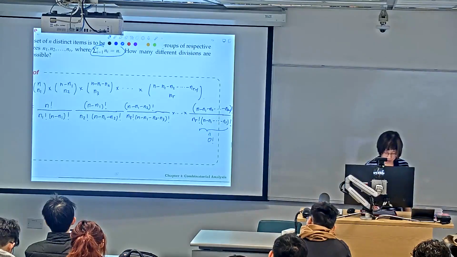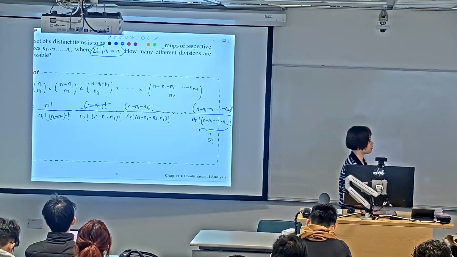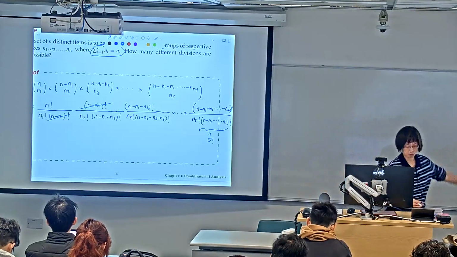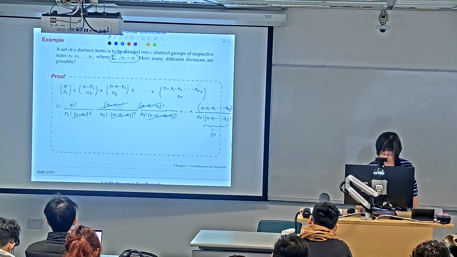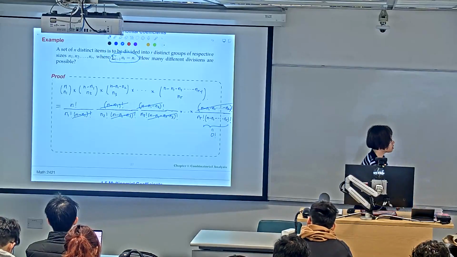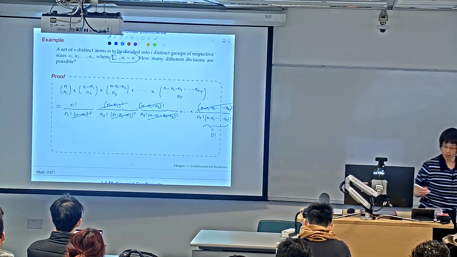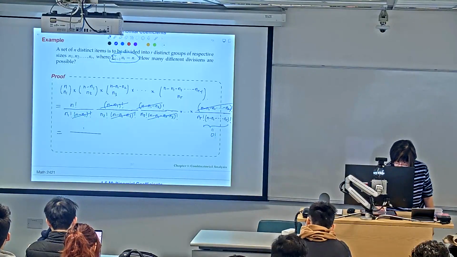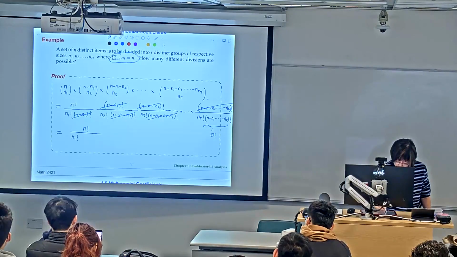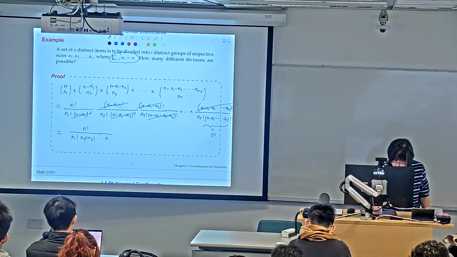Now we can do the cancellations. You can see this n minus n1 factorial in the numerator from the second term is cancelled with the denominator from the previous term. Following this pattern, you will see all these numerators except the first term are cancelled, and for the denominators, we are left with n factorial over n1 factorial times n2 factorial times n3 factorial up to nr factorial.